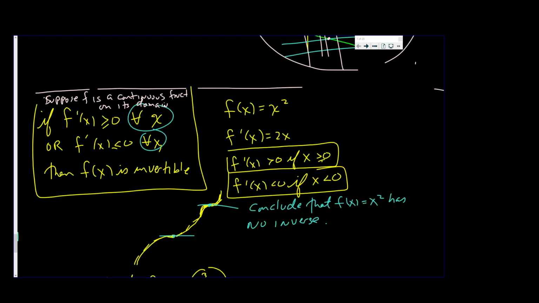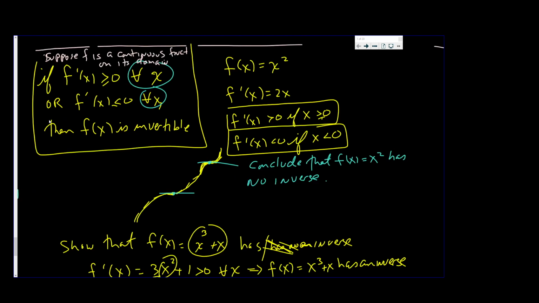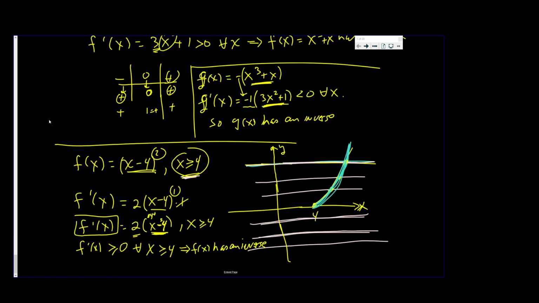Now, what on earth does that last part mean, on its domain? Well, on the domain, x is greater than or equal to 4, this function is continuous. I can draw it without lifting my pen. It is continuous. And it has an inverse because the derivative is always positive.